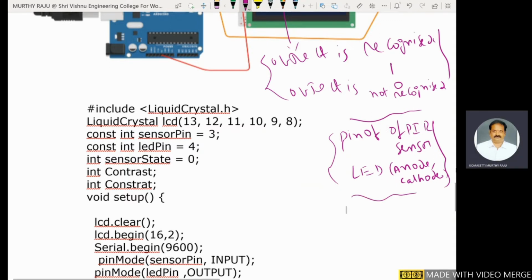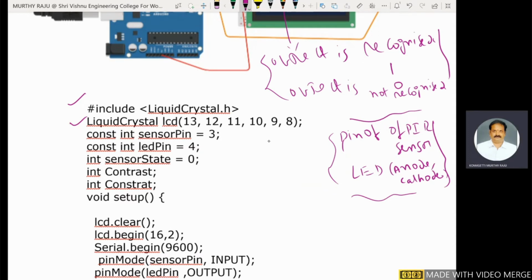Definitely, the first statement: we need a library for the liquid crystal LCD. This must be included at the beginning of the program. #include <LiquidCrystal.h>. LiquidCrystal lcd(13, 12, 11, 10, 9, 8) means we have to make connections between the Arduino board and the LCD screen.